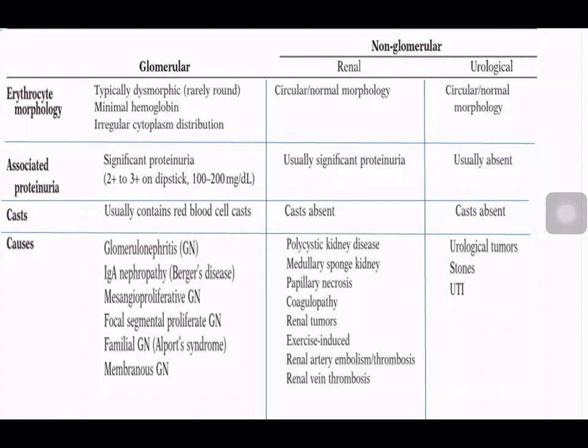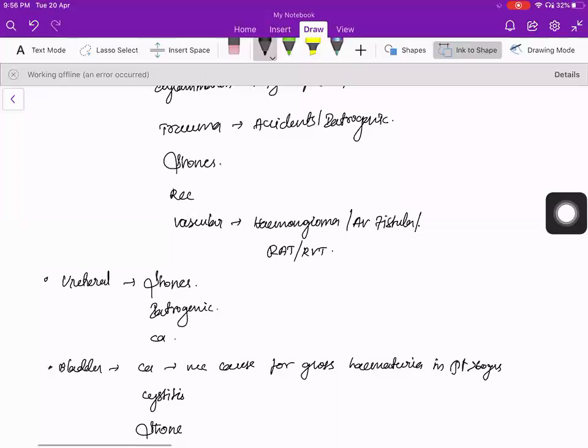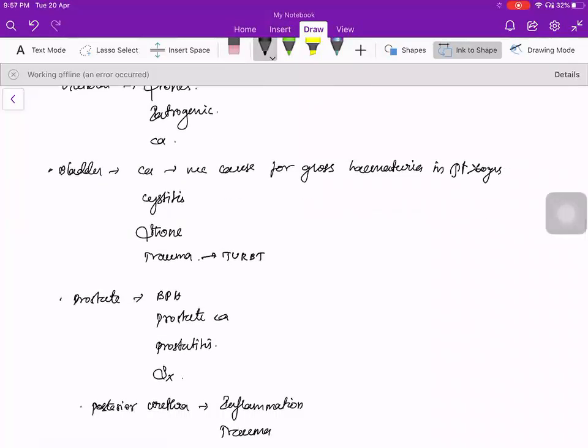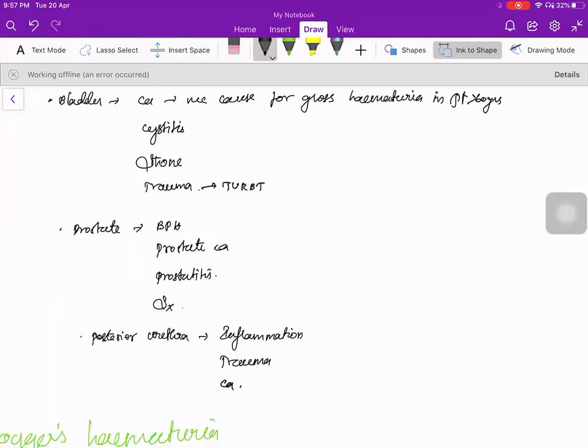And what are the urological causes? There are many causes. Mainly carcinoma, stones, or urinary tract infection. The urethral causes are the same: stones, carcinoma, or infection. Bladder, the same, carcinoma. Bladder CA is the most common cause for gross hematuria in patients more than 60 years of age. And the other causes of hematuria arising from the bladder are cystitis, stone, and trauma, especially because of transurethral resection of bladder tumor.